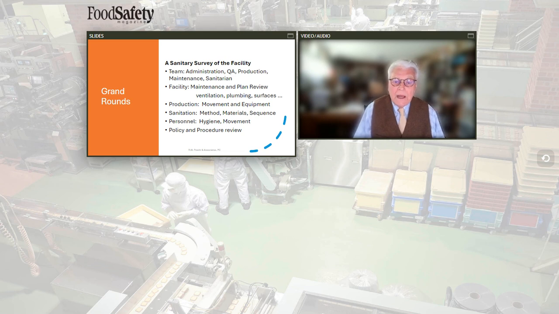Personnel, we're looking at hygiene, and here personnel movement. Are they confined to the hygienic zones? All of this as we go through. And then finally, most importantly, a policy and procedure review.